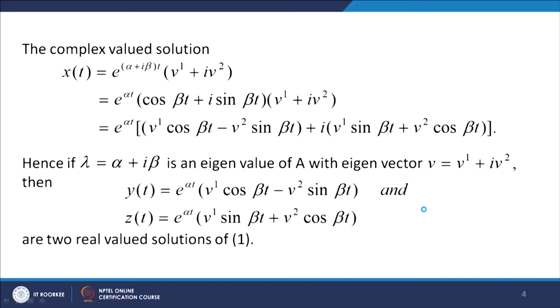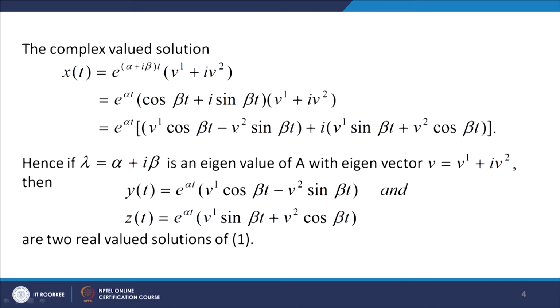So the complex valued solution x(t) equal to e to the power (alpha plus i beta)t into v, which is b1 plus i b2, let us split into real and imaginary parts. Then the real and imaginary parts of this complex valued solution will give us the two real valued solutions of x dot equal to Ax. So e to the power (alpha plus i beta)t I can write as e to the power alpha t into e to the power i beta t, which is cos beta t plus i sin beta t, and then here b1 plus i b2. Now, let us multiply these two complex numbers. So e to the power alpha t, and this gives you b1 cos beta t, i square is minus 1.